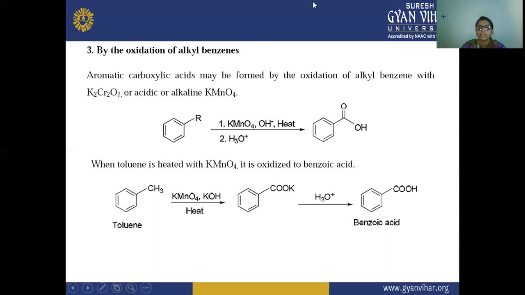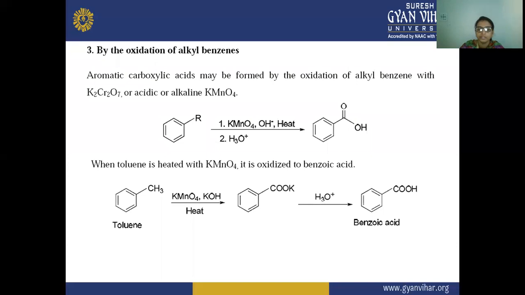And then this is treated with hydronium ion. When this benzoic acid is formed, firstly it is converted into the potassium salt. After that, it is converted into benzoic acid. So here there is a formation of this carboxylic acid. This benzoic acid is formed from this toluene by the oxidation reaction.